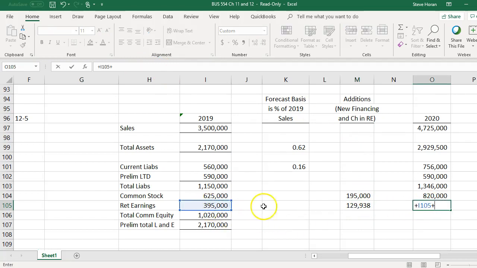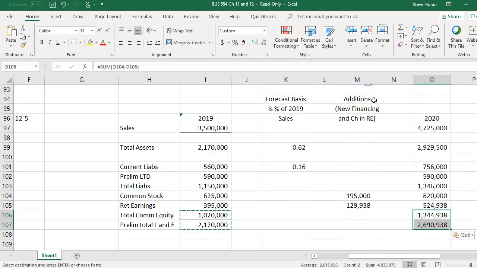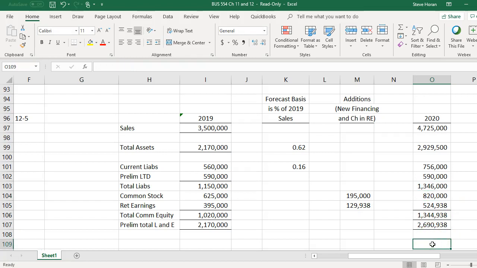So I add that across, and I get 524,937. I'm going to copy these formulas from the left side to the right side. What I want you to see then is, do we balance, yes or no? You can see that we don't balance initially. My total equity is 1,344. My total liabilities and equity is 2,690, and that is not the same as my total assets of 2,929.